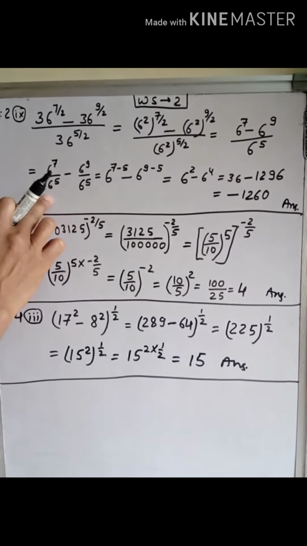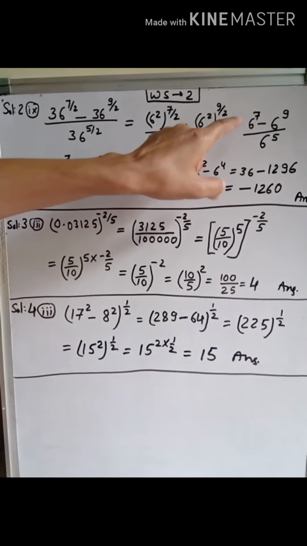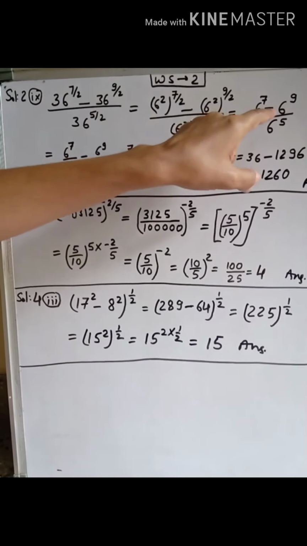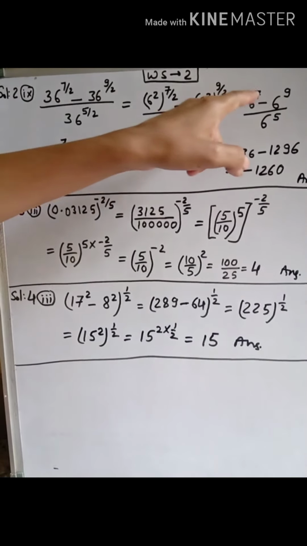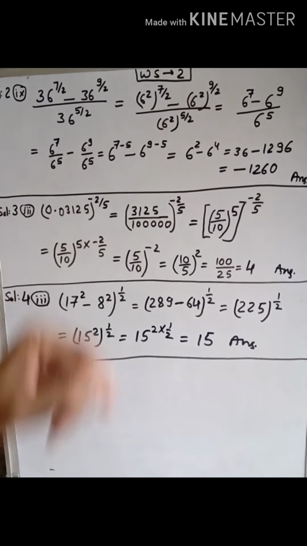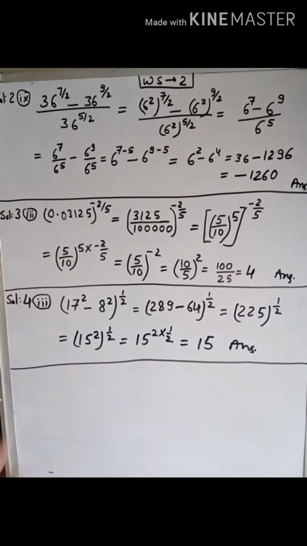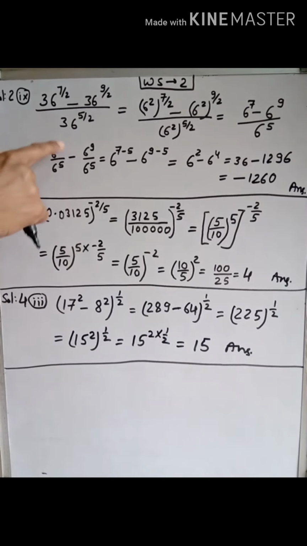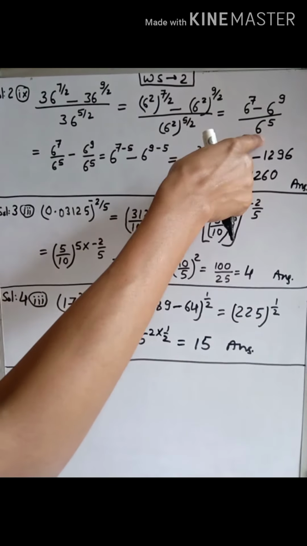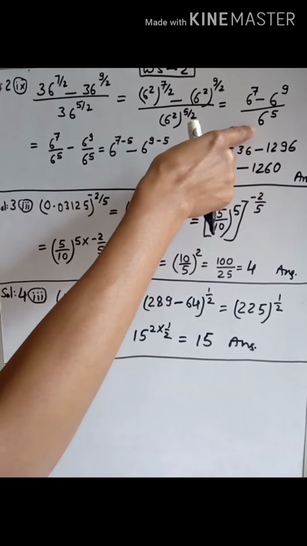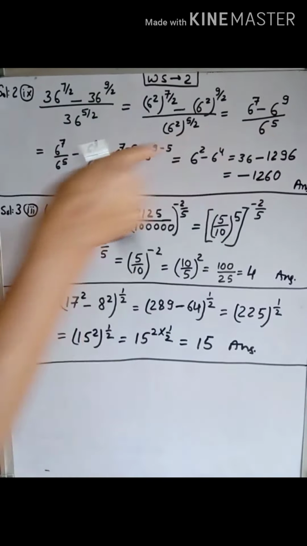Now see here, as we know, 6 to the power 7 minus 6 to the power 9 we can't solve directly, because there is a negative sign in between. When there is a negative sign, there is no law of exponent. So we will solve it separately, which is possible. 6 to the power 7 upon 6 to the power 5, because this is divisible for both terms. So this will be divided by this and this will be divided by this. So see here.